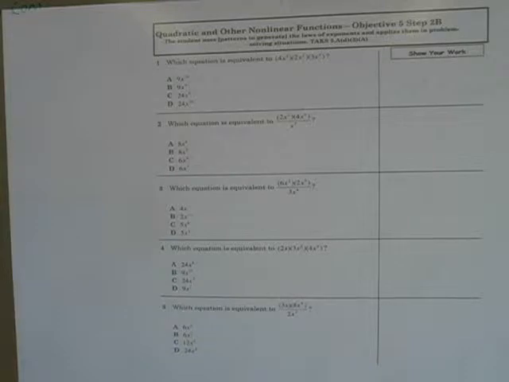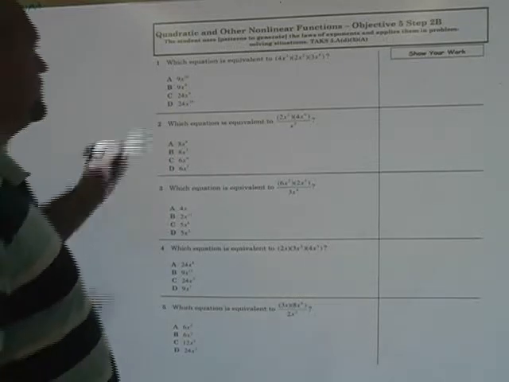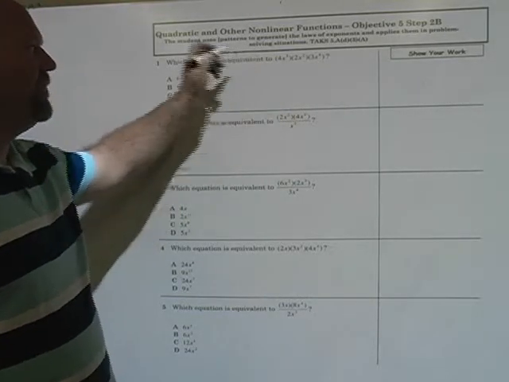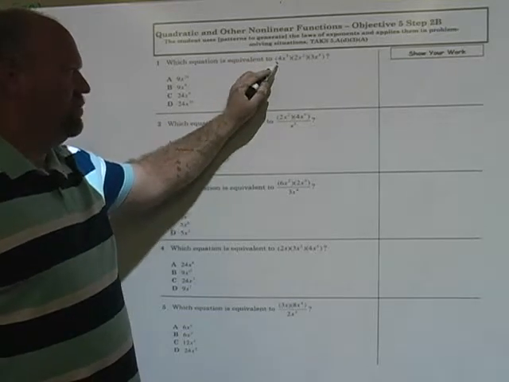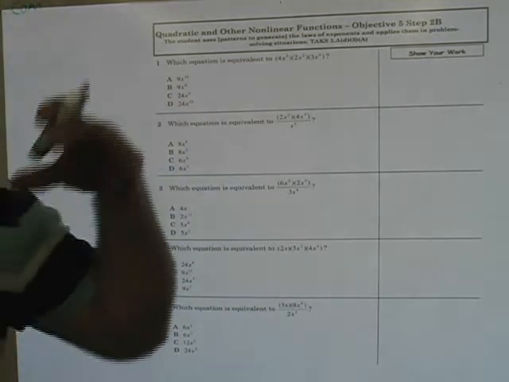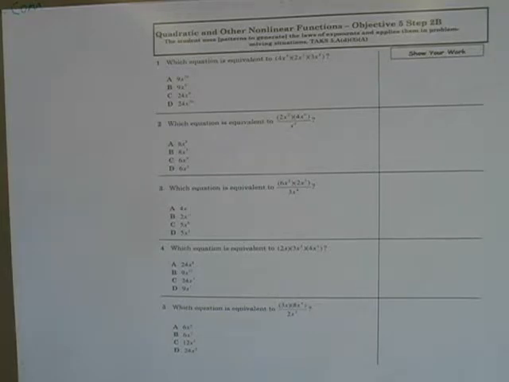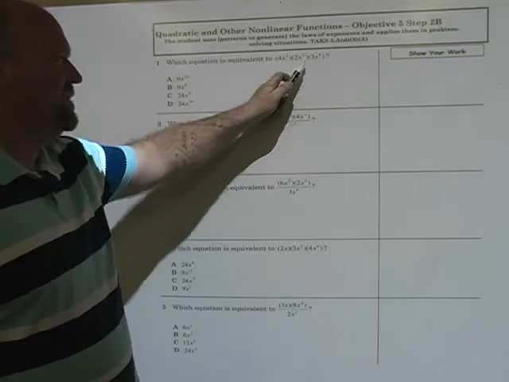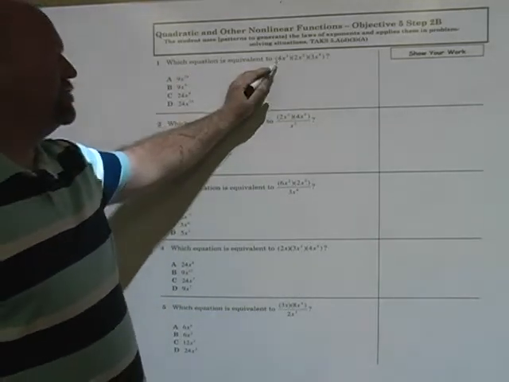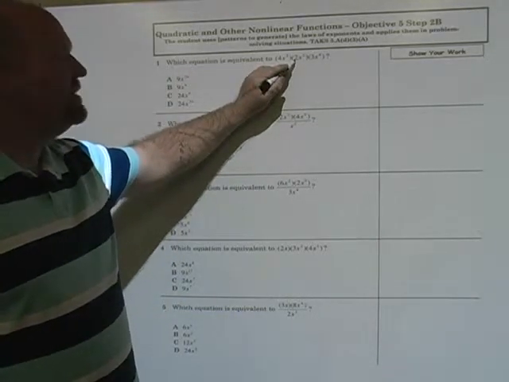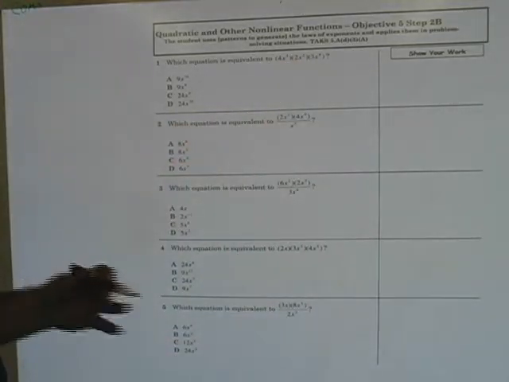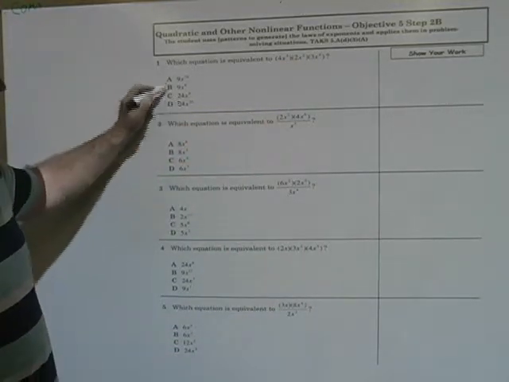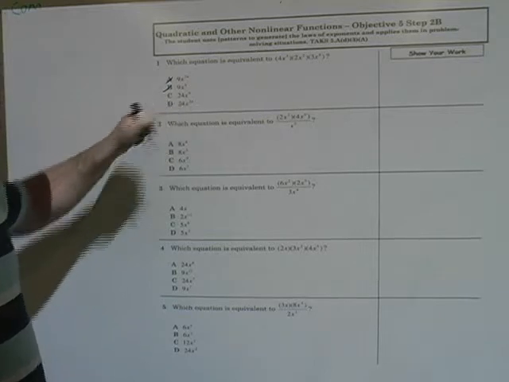Okay, number 1. Which equation is equivalent to? You've got these expressions here. And remember, whenever you have these things that are in parentheses like this with nothing between them, it's just multiplication. So you're multiplying all of these together. 4 times 2 is 8. 8 times 3 is 24. You've got 24 there.